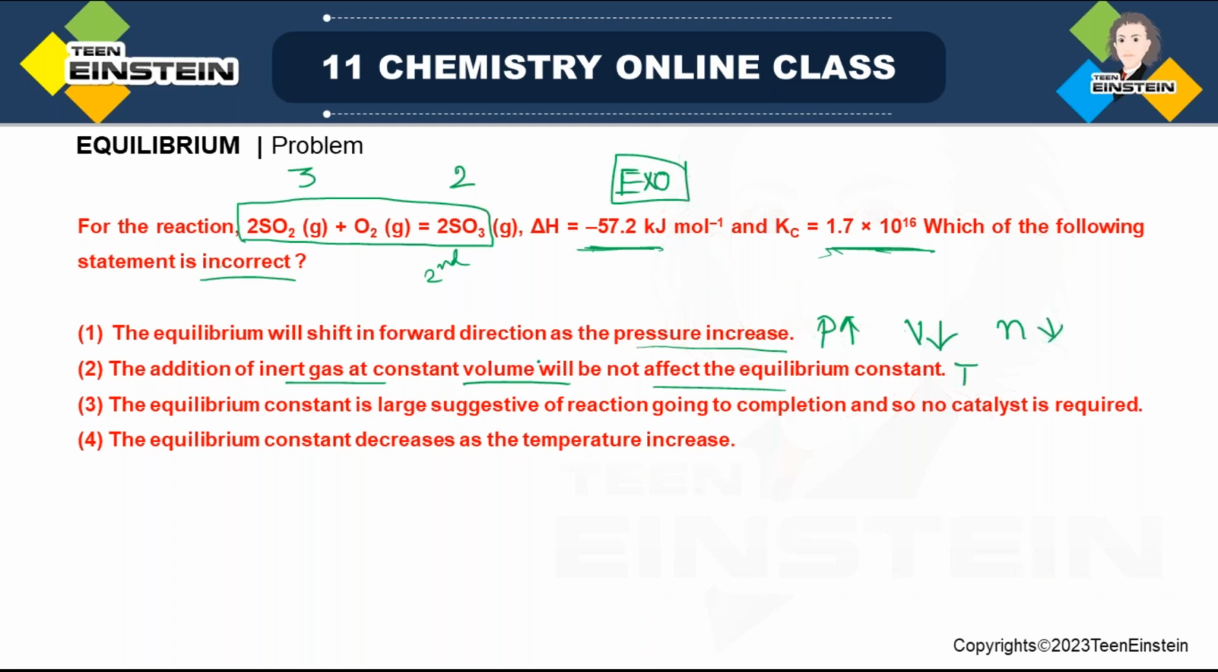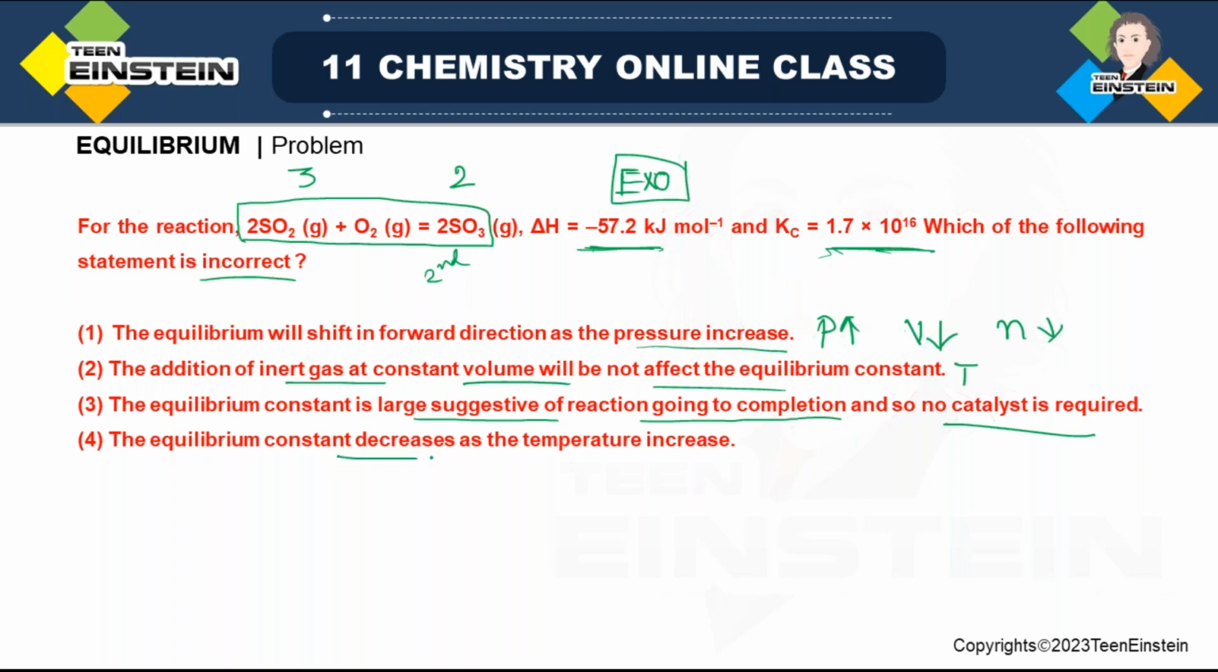Third statement: equilibrium constant is large. That is fine, it is already given. Suggestive of reaction going to completion. It is saying that the Kc value is high, so it will go to completion easily. So we don't have to use any catalyst, right? Now, if you are having any doubt in this statement, just keep it for some time and come to the fourth one. Because when you have 4 options, maybe you have some doubt in any statement. So just leave it like that and come to the fourth one.